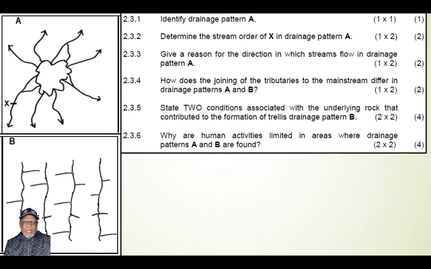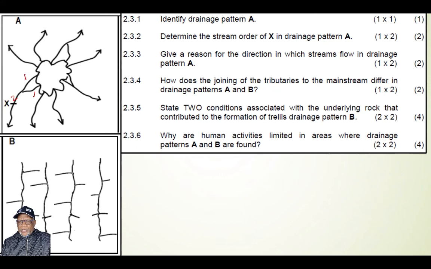Identify drainage pattern A. This one looks like a radial pattern. You see the streams are radiating away. Determine the stream order of X in drainage pattern A. So what are you looking at here? You say this is stream order 1 and stream order 1. They are going to make stream order 2. So the stream order there is stream order 2.